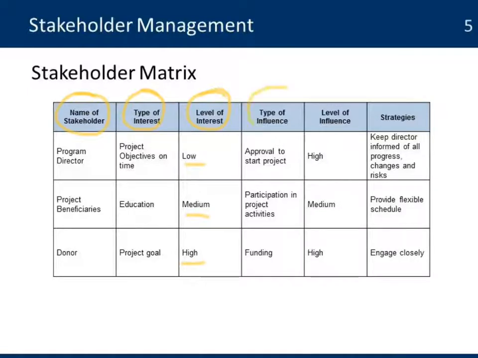Then, the type of influence, which is also known as the type of power. What's the power they have? How can they influence the project? And what is that level of influence or power? Again, it could be low, medium, or high, depending on the stakeholder. Based on that information, you can then identify the strategies to manage that relationship.